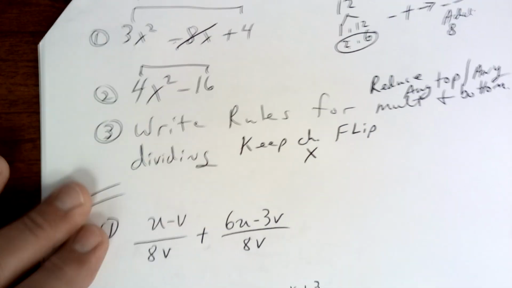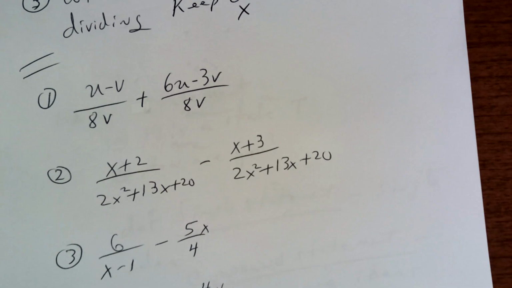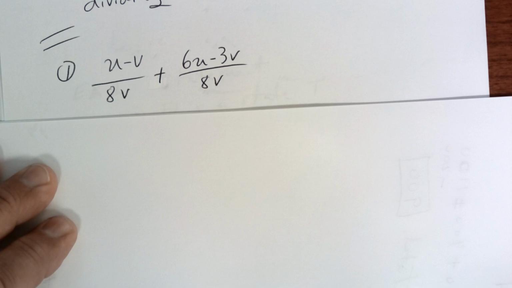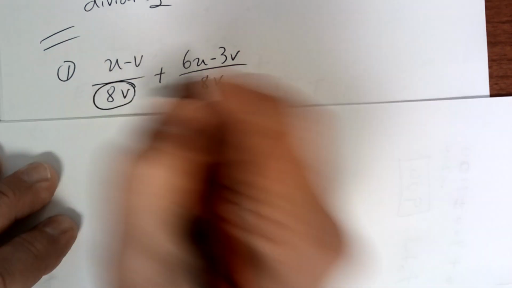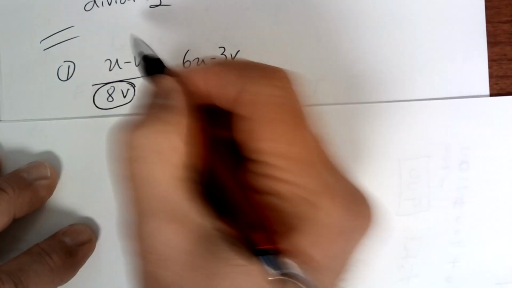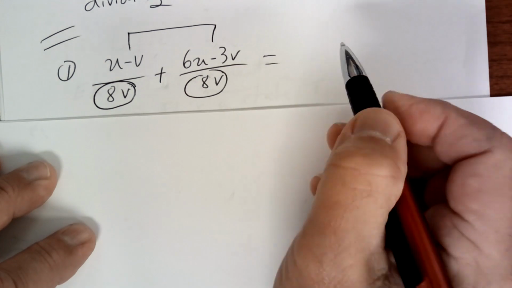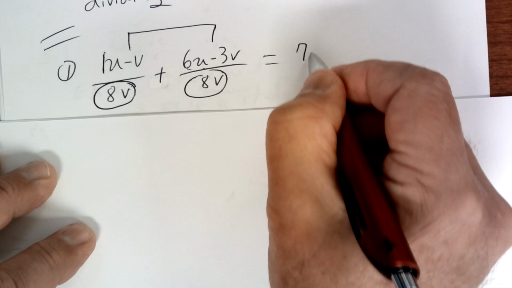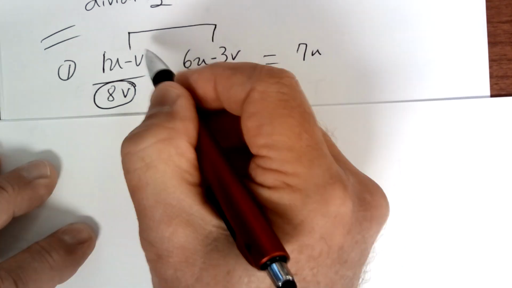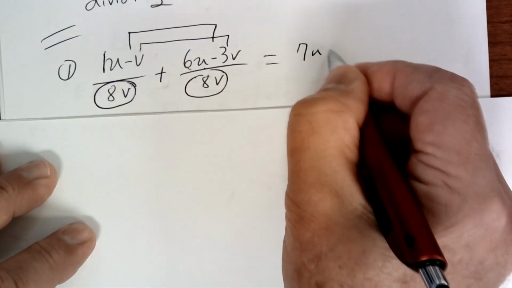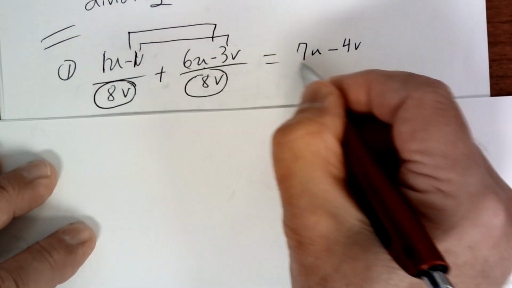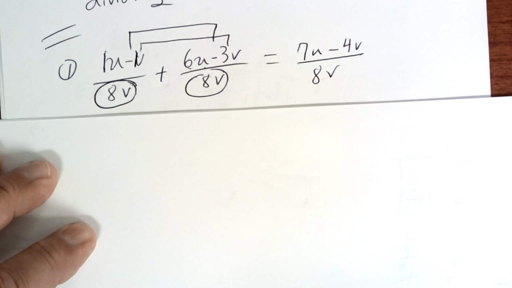Let's take a look here now. We're going to go on. Copy down number 1. Here we're going to be adding and subtracting. Well, here you have the same denominator. So if you have the same denominator, you add the numerators. So 6u plus 1 more u makes 7u. This one gives you a negative 4v, right? Because there's a 1 here. All over 8v. And that's all you can do.